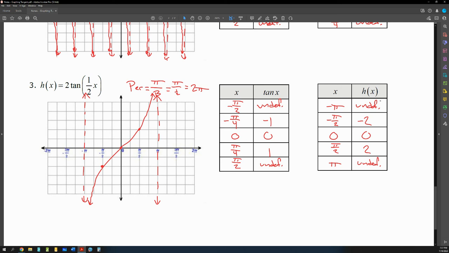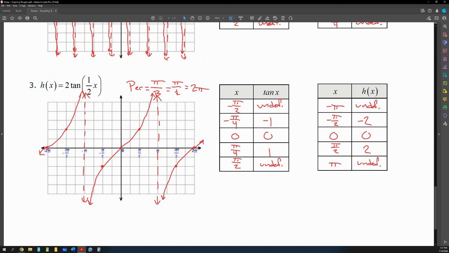So I know that we have 2 pi, 0. And then we have 3 pi halves, negative 2. So go ahead and draw the rest of that. We have negative 2 pi, 0, and negative 3 pi halves, positive 2. And that goes up to infinity.